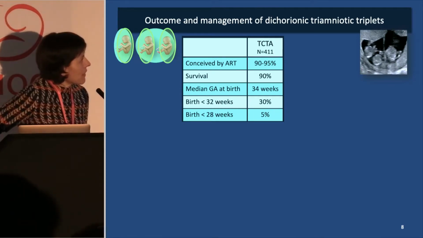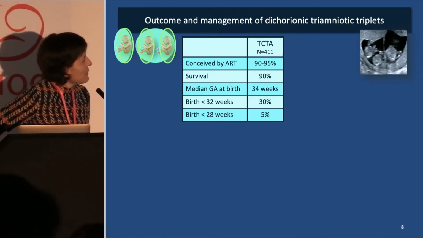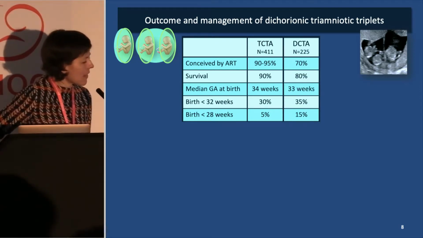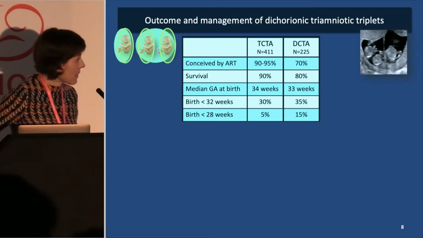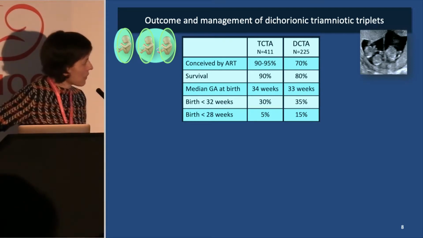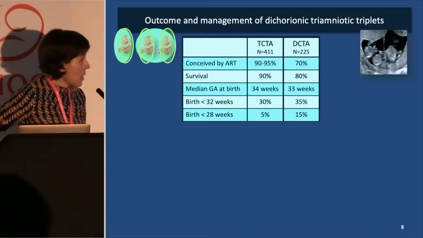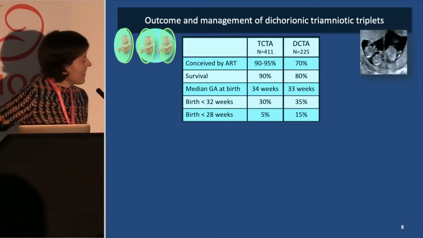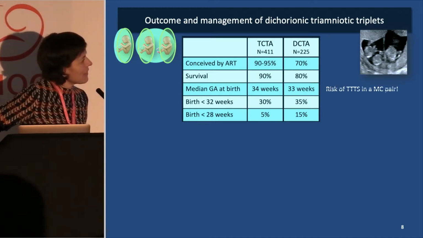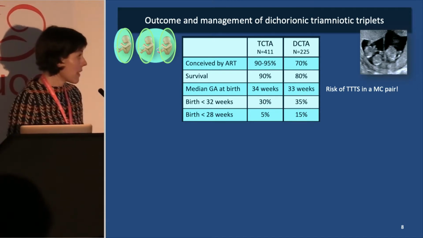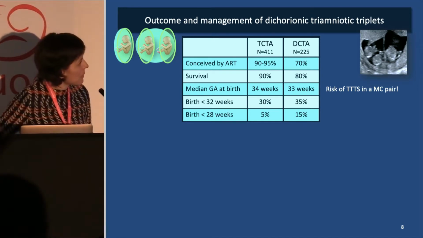And then the dichorionic, usually triamniotic triplets, not surprisingly, have lower survival rates, as a recent systematic review from Asma Khalil's group demonstrated, and they also deliver earlier than the trichorionic triplets. That's mainly due to complications of the shared circulation in the monochorionic twin that is present. So you have a risk, especially of twin-twin transfusion syndrome in this monochorionic pair.